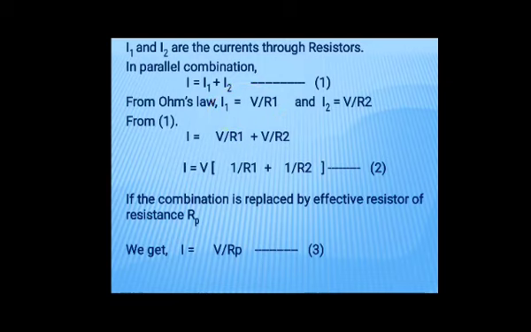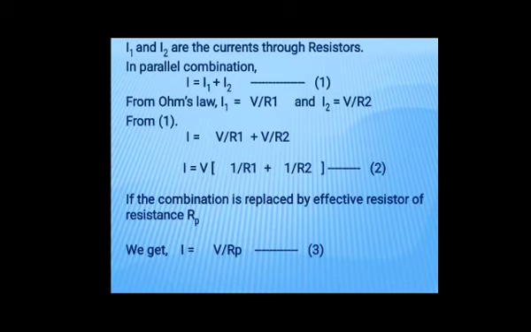Similarly, apply it to second resistor. I2 is equal to V divided by R2. Now substitute it in equation 1. What you will get? I is equal to V divided by R1 plus V divided by R2. Which is common here? V is common. So I is equal to V into bracket 1 by R1 plus 1 by R2. Let us name it as equation 2.